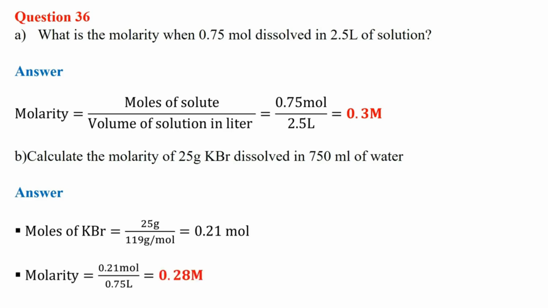Then calculating the molarity by taking the number of moles divided by the volume in liter, 0.75 liter. That is the conversion of volume from 750 milliliter of water to a liter, we get 0.75 liter. Then the molarity will take 0.21 as the number of moles divided by 0.75 liter. Then we will obtain 0.28 molar as the molarity of our solution.